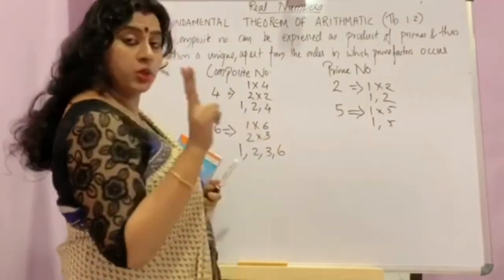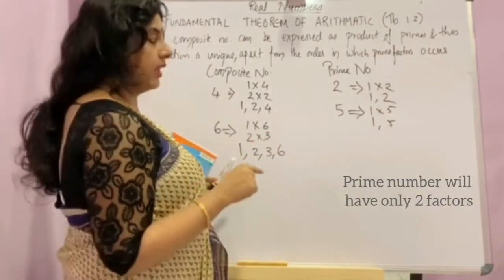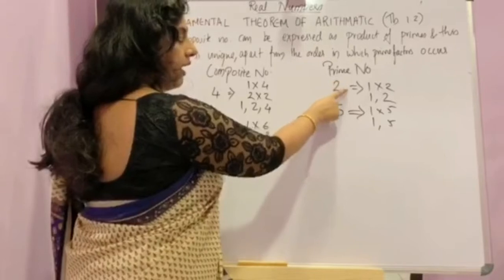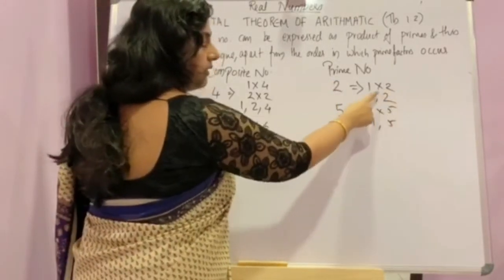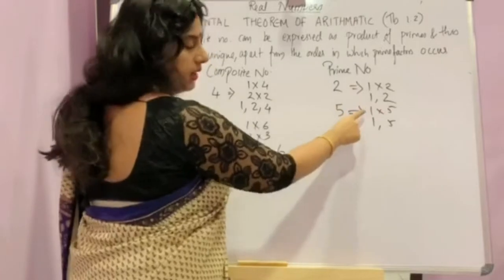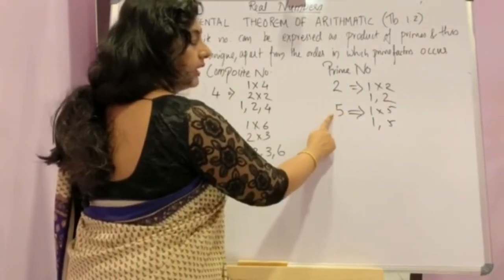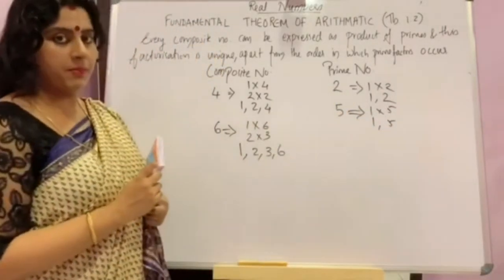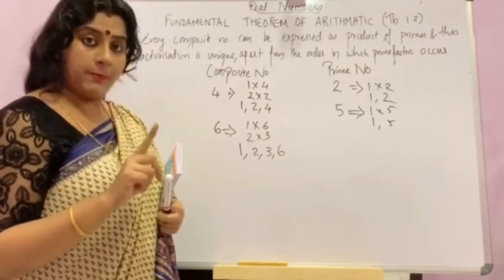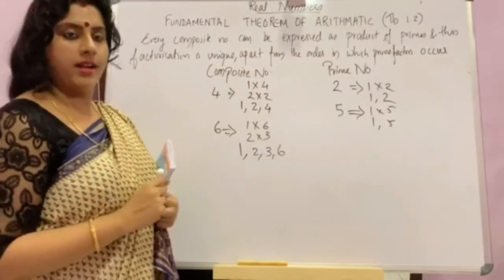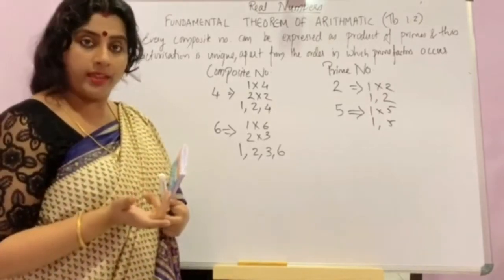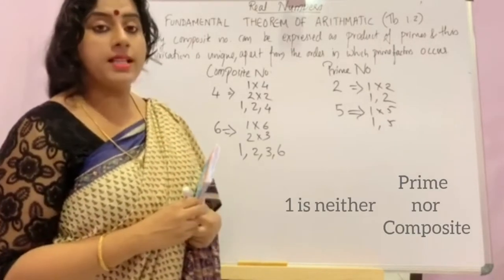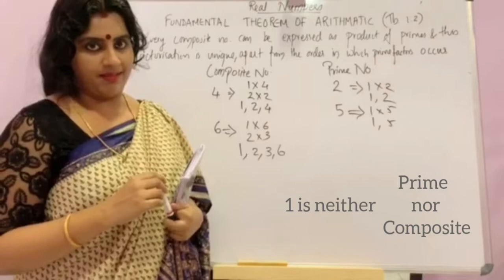A prime number has only 2 factors, and the factors are that number itself and 1. Here the factors of 2 are 2 itself and 1. For 5, one factor is 5 and the other factor is 1. So a prime number has 2 factors: one is that number itself and the other is 1. A composite number has more than 2 factors. Now, in the case of 1, 1 is neither prime nor composite. Okay?